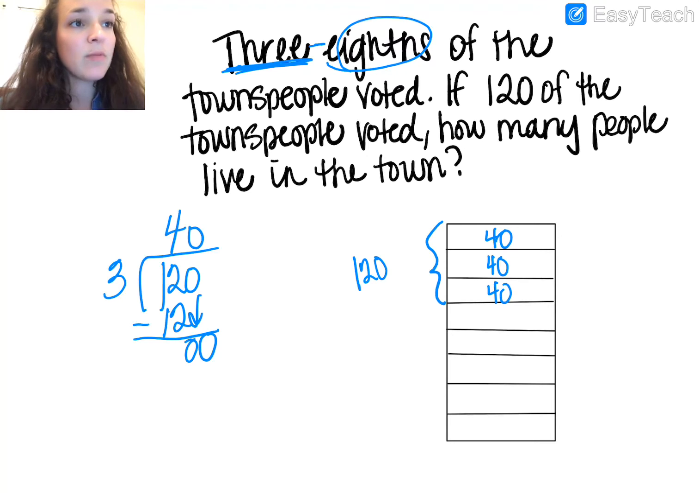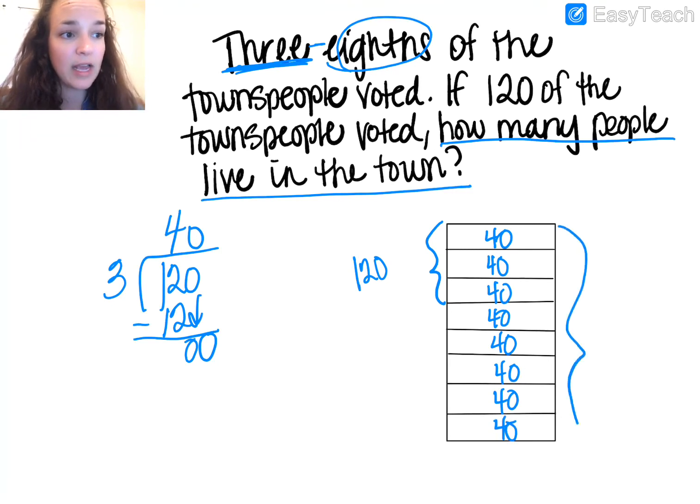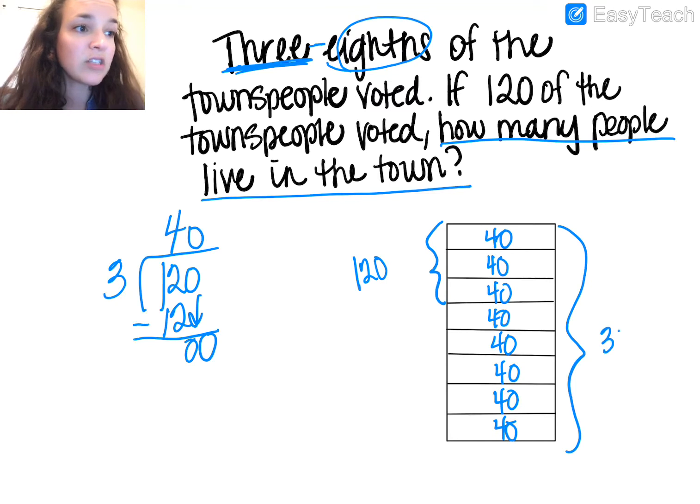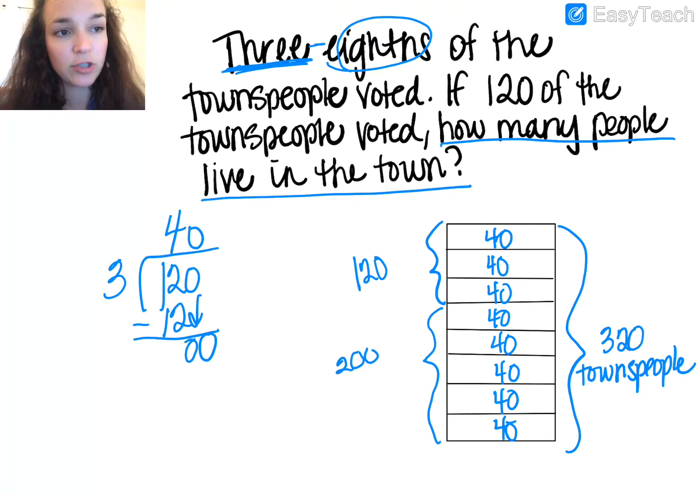So if we are looking for how many people live in the town, we are looking for the total of all of these. Well, if those 3 boxes are 40, then we know all these other boxes have to be 40. So we are looking at 8 boxes of 40, and 8 times 40 would give us 320 townspeople. So that would be our whole, our total that we were looking for. Now, if we wanted to know how many did not vote, that would just be the remainder. So 320 minus 120 would just be 200. So 120 voted, 200 did not vote.